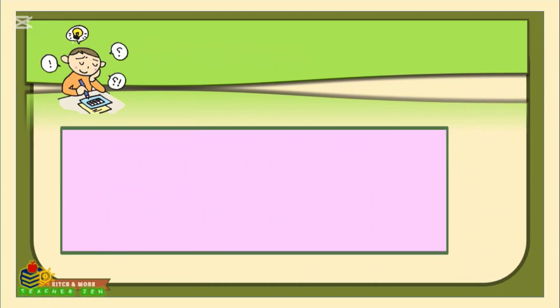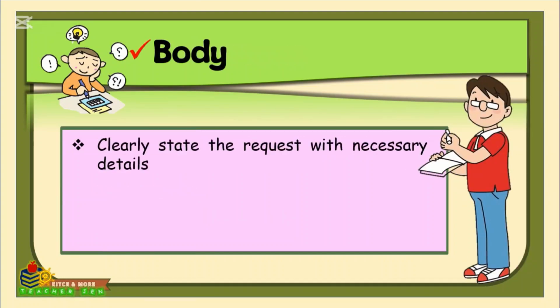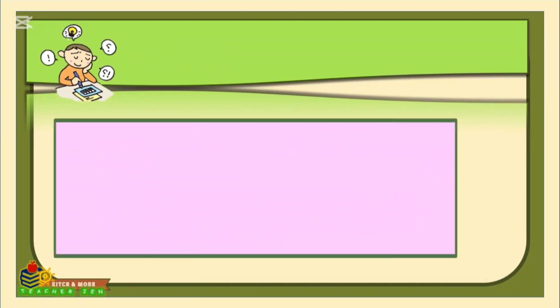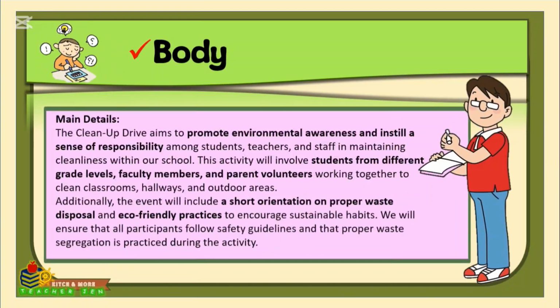Then the next part of the letter is the body. The body is the main section where the sender explains the request. It usually consists of 3 parts: the introduction, which states the purpose of the letter and briefly introduces yourself if necessary. Second, the main details that provide specific information about the request, like what you need, why it is important, what are the deadlines, and any other supporting details that are needed.